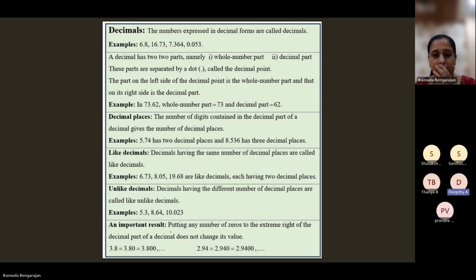Ma'am, we can change unlike decimals into like decimals, right? Yes, by adding zeros after the number. Yeah, we are coming to that.